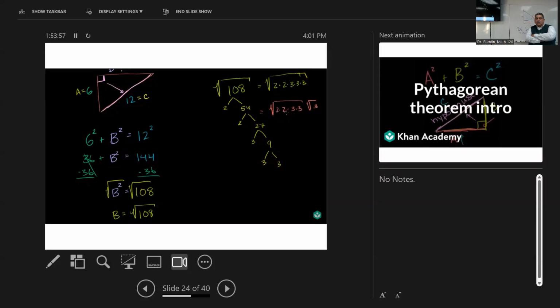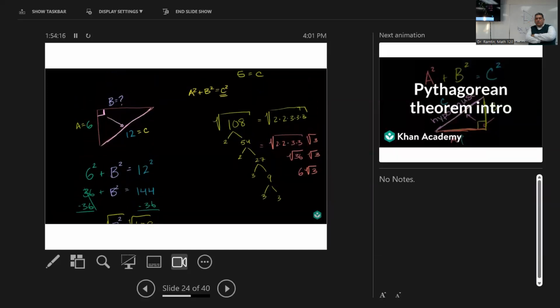What is this? 2 times 2 is 4. 4 times 9, this is 36. This is the square root of 36 times the square root of 3. The principal root of 36 is 6. So this simplifies to 6 square roots of 3. So the length of b, you could write as the square root of 108, or you could say it's equal to 6 times the square root of 3. This is 12, this is 6, and the square root of 3, well, this is going to be 1 point something something, so it's going to be a little bit larger than 6.